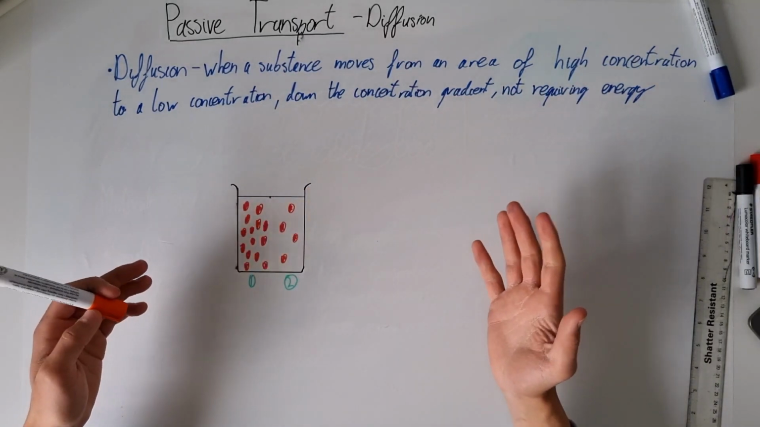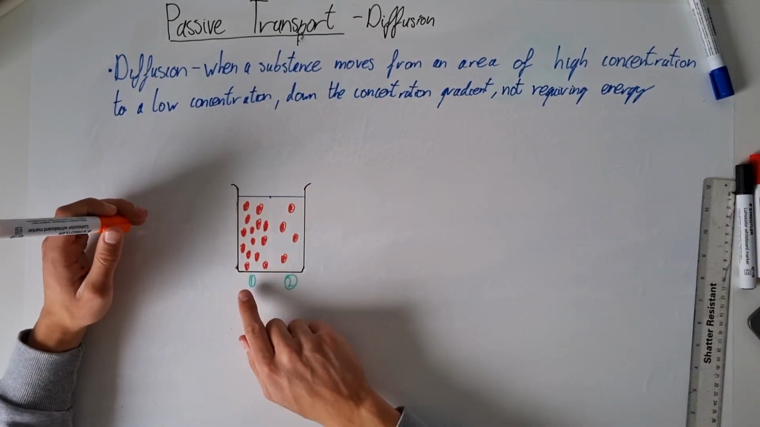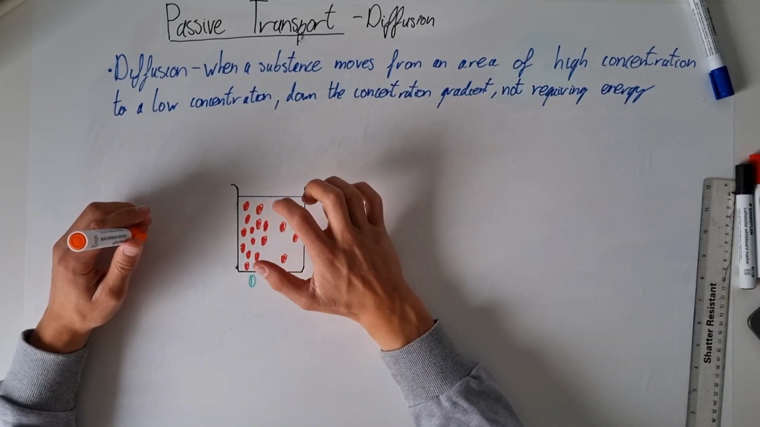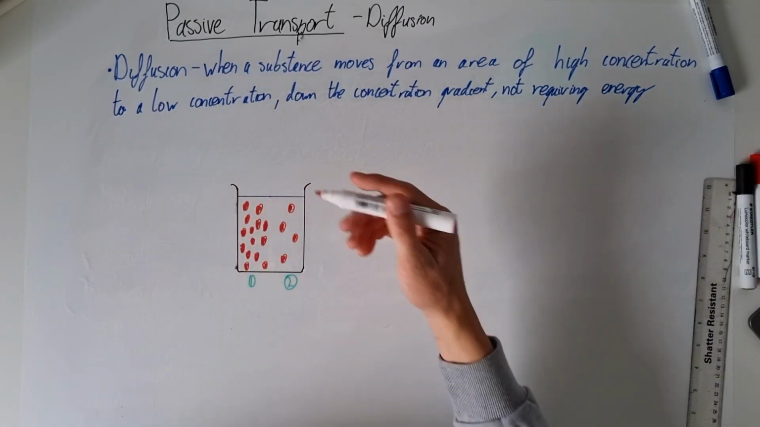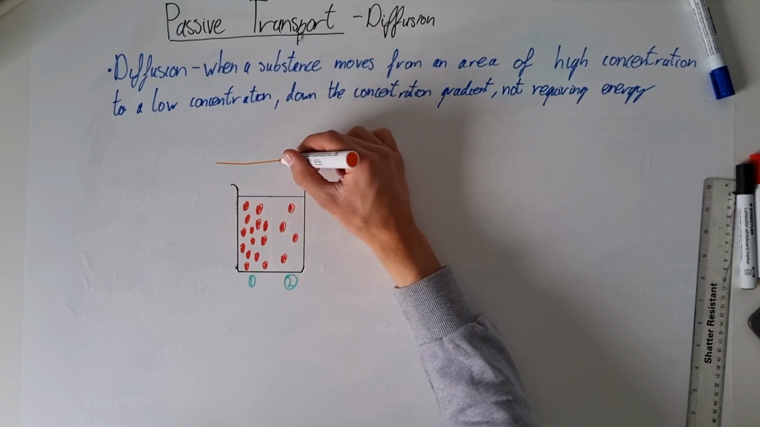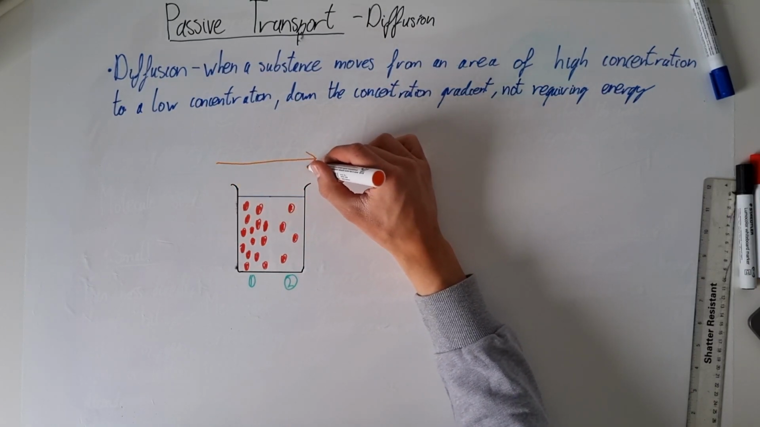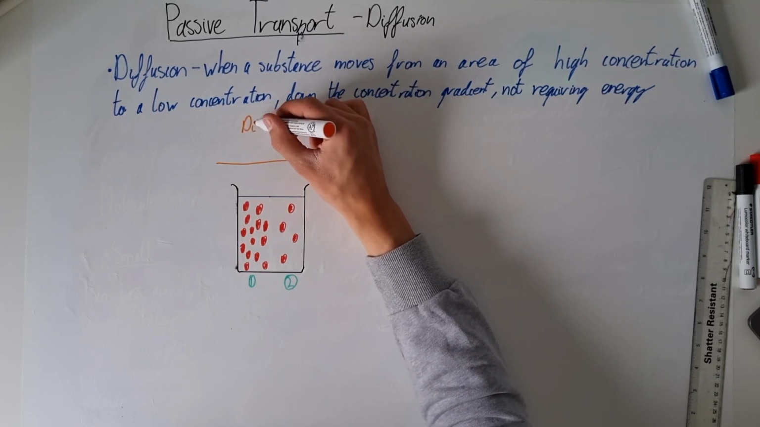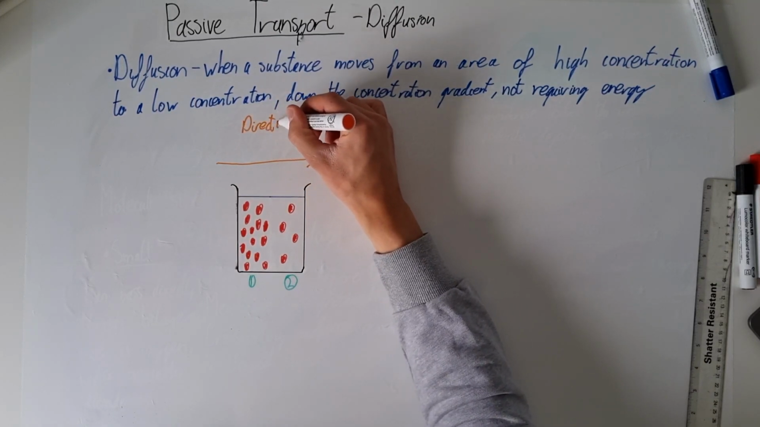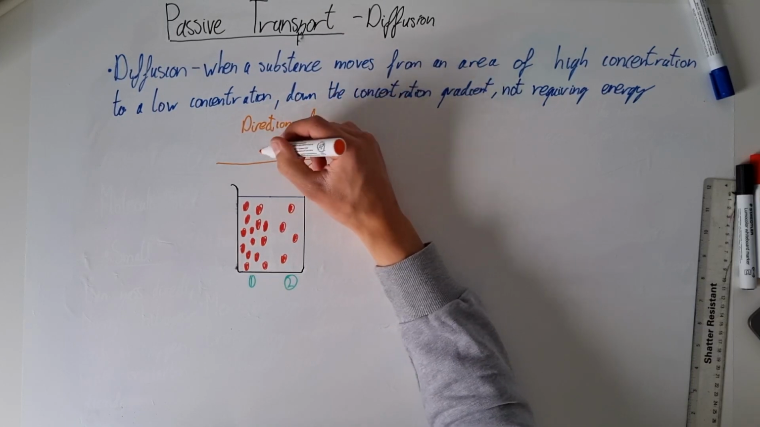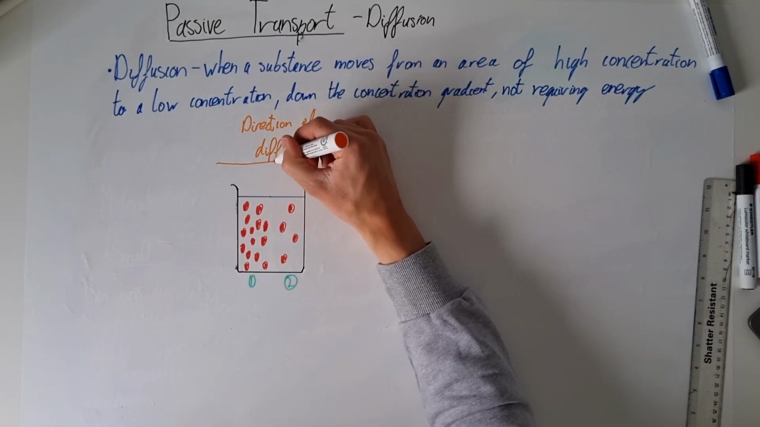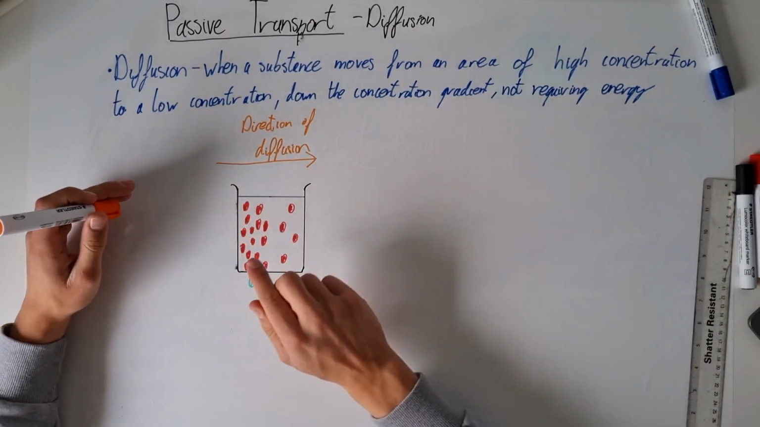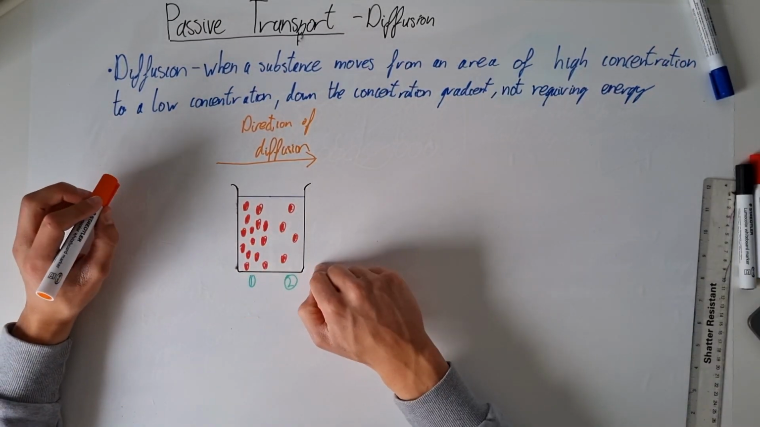It's not going to stay like this. These are going to mix till there's equal concentrations in area 1 and 2. So because there's a high concentration in area 1, area 1's molecules are going to diffuse into area 2. So this is the direction of diffusion. And this is all diffusion is. It's molecules going from an area of high concentration to low concentration.